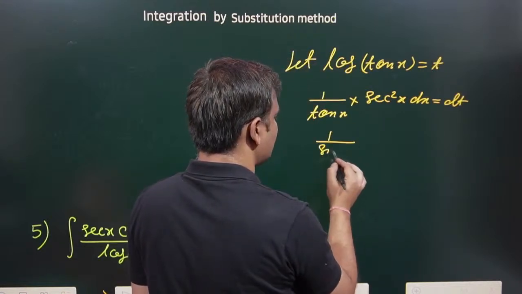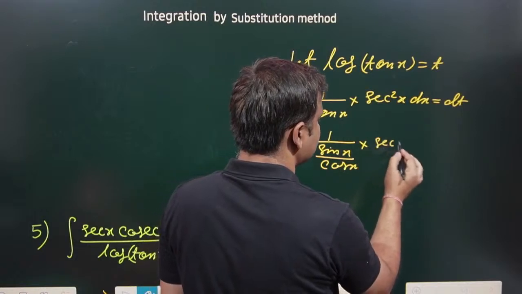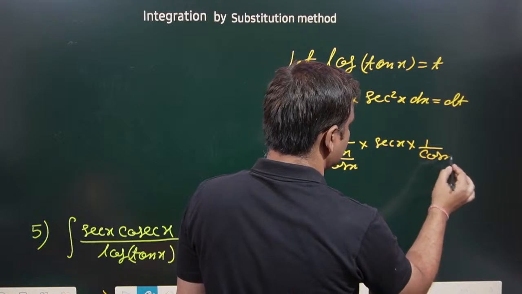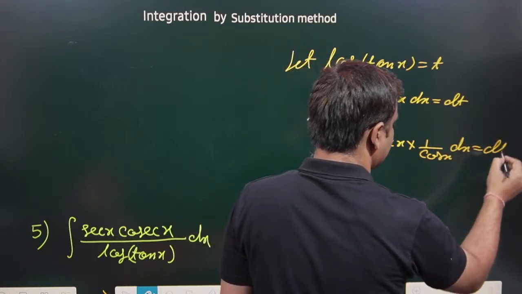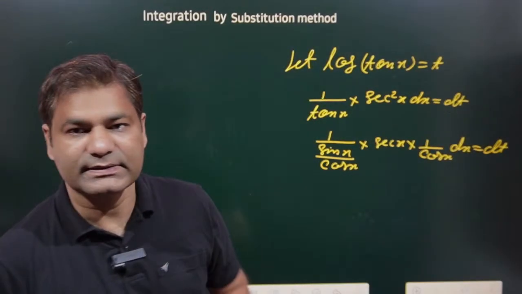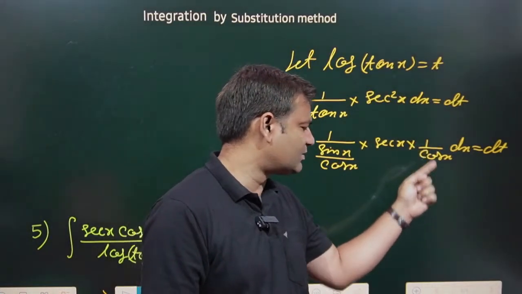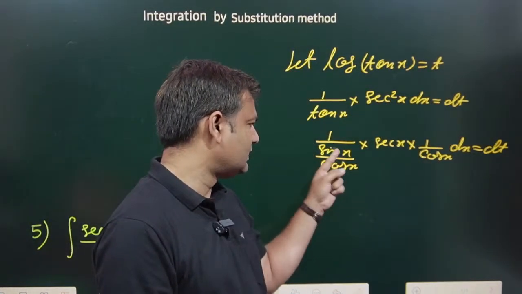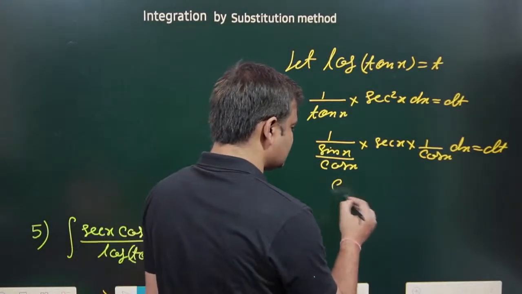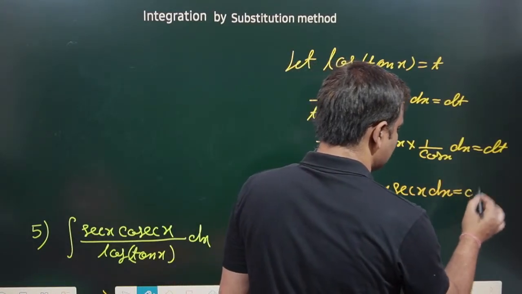So this is sine upon cos, and that one is sec x into 1, sec x written as 1 by cos dx. This is equal to dt. Here sec square is written in two parts, sec x into sec x, and the other sec x is written as 1 by cos. So 1 by cos, and here sine upon cos, that cos cancels, and this one is written cosec x. So cosec x into sec x dx is replaced by dt.